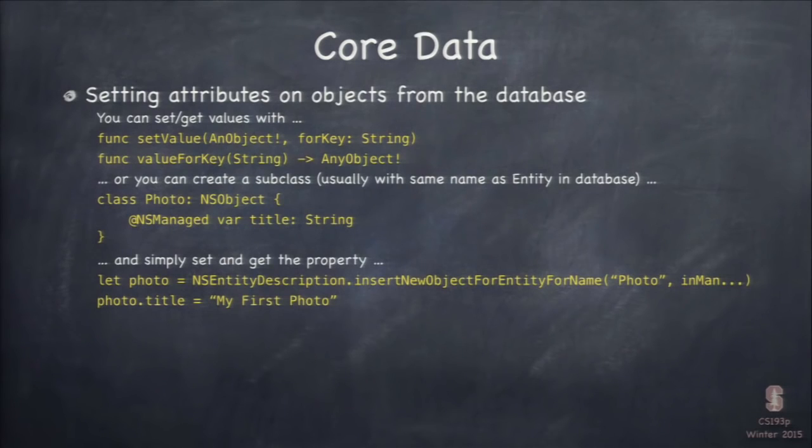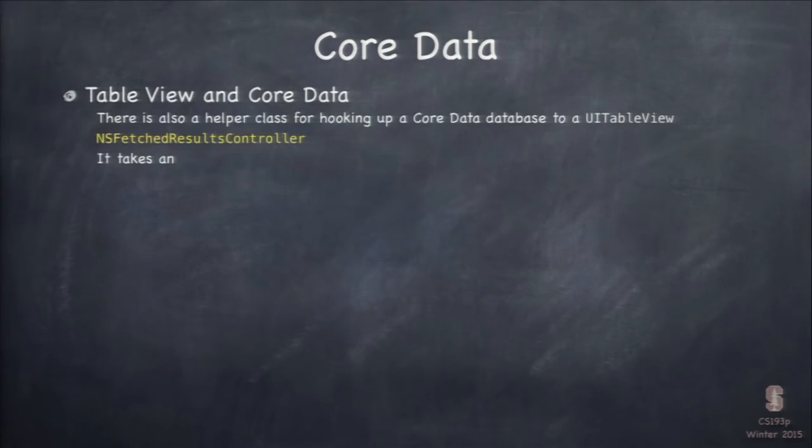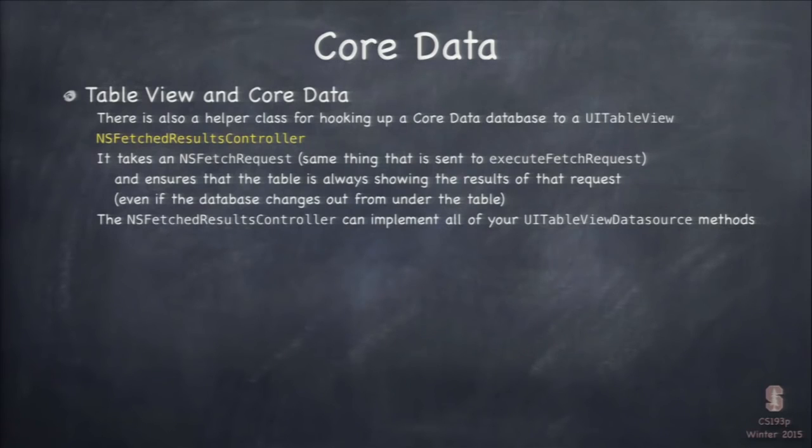Once you have these NSManagedObjects, you can use these two methods, setValue forKey and valueForKey, to set and get the values in there. Or even better, you can create subclasses of NSManagedObject that have these @NSManaged vars, and Core Data will automatically make it so that if you set that var, it sets it in the database. And if you get that var, it'll fetch it from the database. You use normal Swift notation for that. Okay, so that's kind of what Core Data is about in its core. Pun intended, no pun intended.